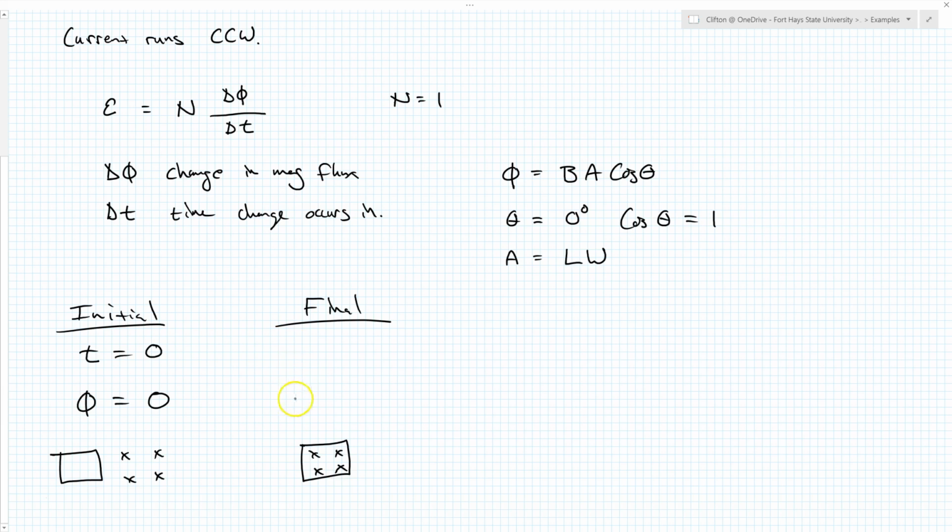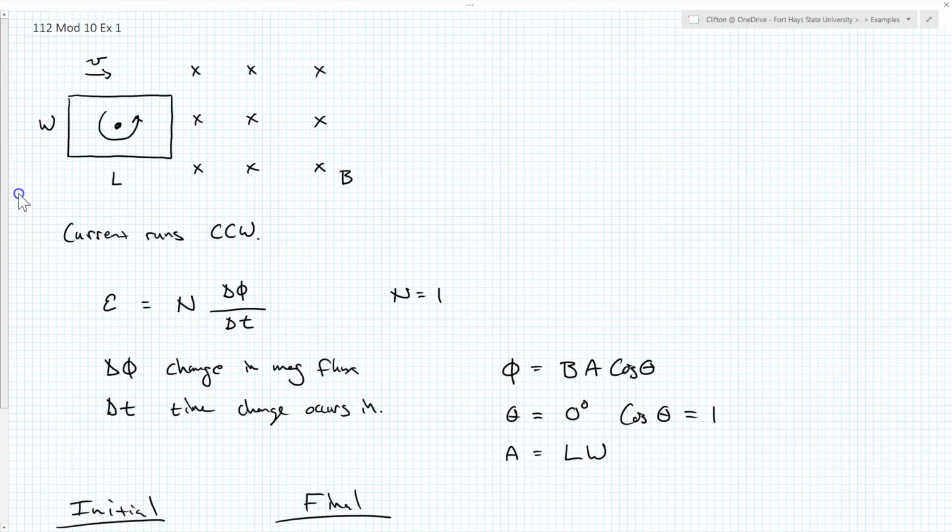So the magnetic flux then is going to be the magnetic field strength times the area of the loop times cosine of the angle between the magnetic field and the loop's perpendicular, which is 1. And this is going to happen right when the entire loop enters the magnetic field. How long, or when, will that happen?